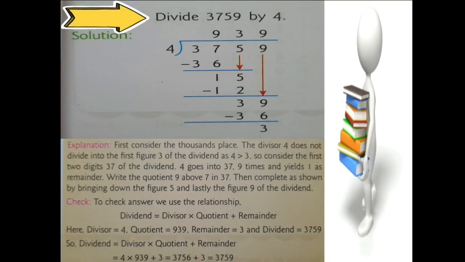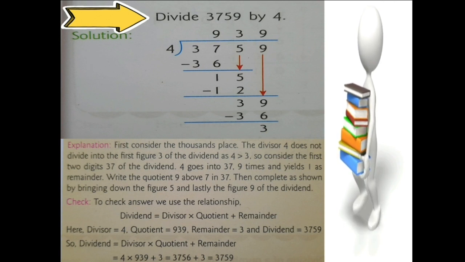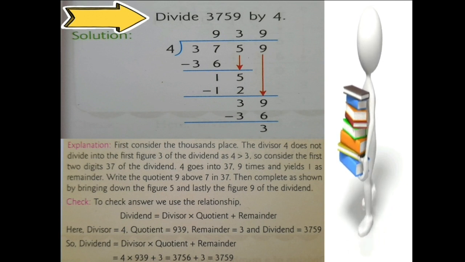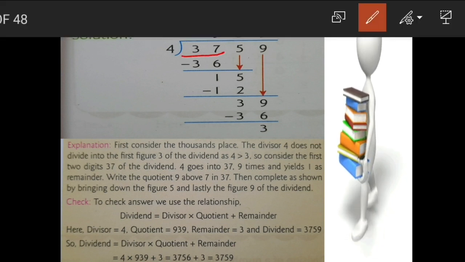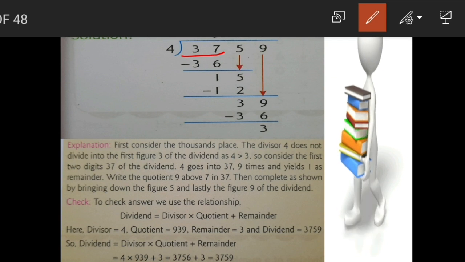Next is divide 3759 by 4. First consider the thousands place. We will see what is there in the thousands place. The divisor 4 does not divide into the first figure 3. Why? Because 3 is smaller than 4, or 4 is greater than 3. So consider the first two digits. Because we cannot divide 3 by 4, we will consider these two digits, 37. And we know 4 9s is 36.